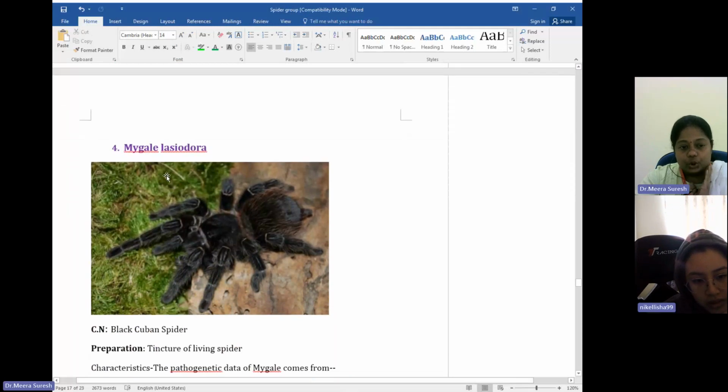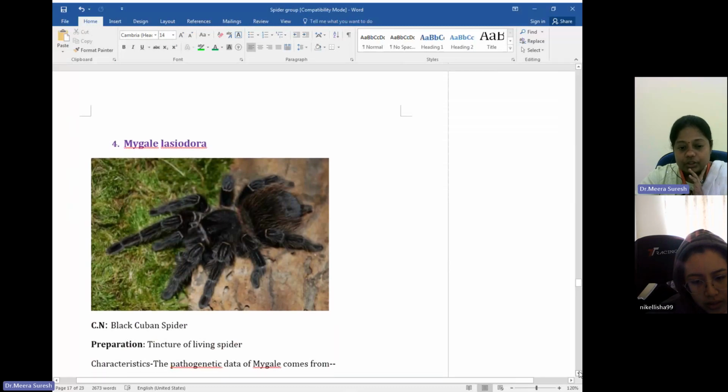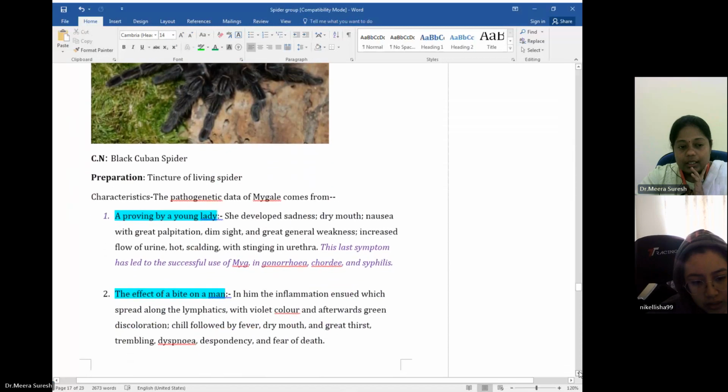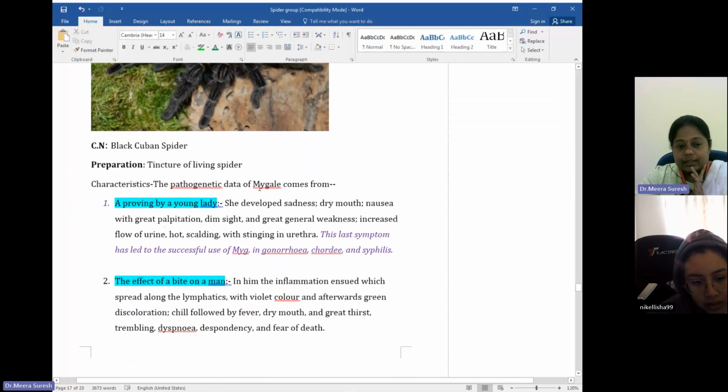Then Mygale lasiodora was another one, and the common name is the black Cuban spider. Tincture is what we use. The characteristic symptoms in the data of Mygale, the pathogenic data, we got from two conditions. One was given by proving, though maybe they gave it in higher doses. That is why the pathogenic data came out. And another one was a poisonous case.